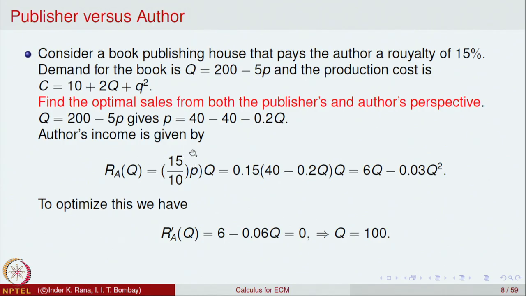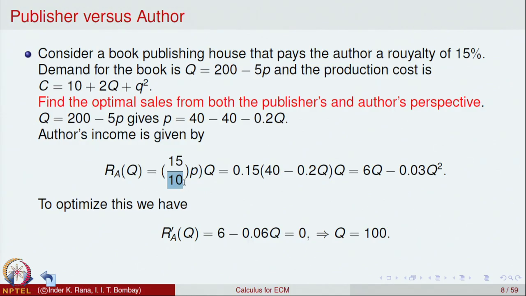So, the author's income will be given by 15% of the royalty, right. So, again it should be 15 by 100 here, not 10. So, this should be 15 by 100 into p, so that is the selling price. So, that is his profit, and q units are sold. So, that will be the royalty of the author.